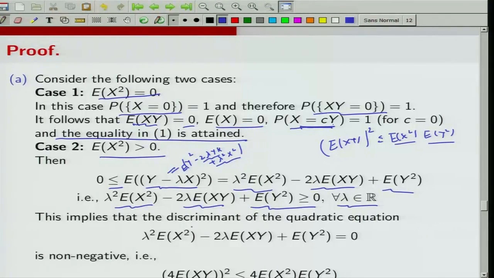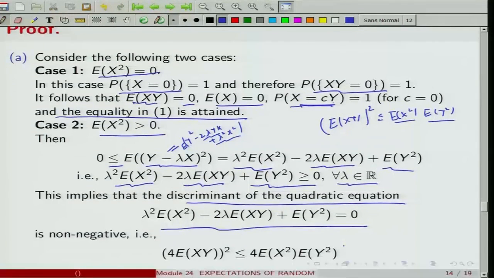So, this suggests that the discriminant of the quadratic equation lambda square expected value of X square minus 2 lambda expected value of XY plus expected value of Y square equal to 0 has to be non-positive, and that gives me 4 times expected value of XY whole square is less than or equal to 4 times expected value of X square into expected value of Y square. So, this is a lambda square plus b lambda plus c equal to 0. So, the quadratic is always greater than or equal to 0 if and only if b square minus 4ac is less than or equal to 0. So, that is what is over here, that is, the discriminant is always less than or equal to 0.